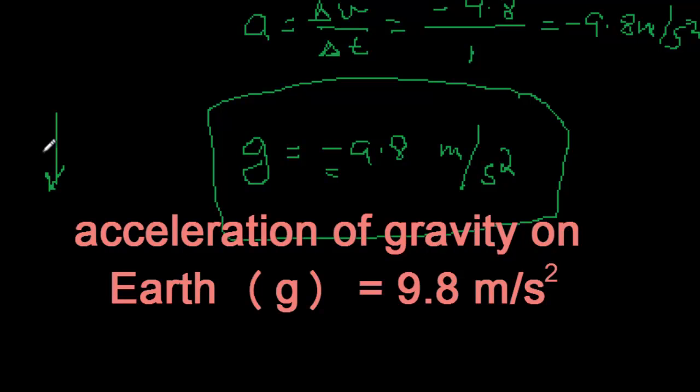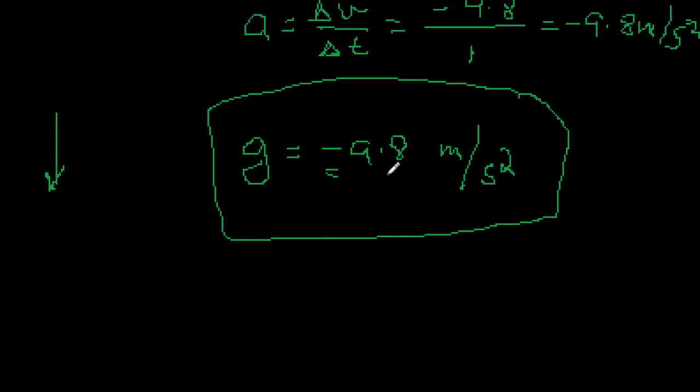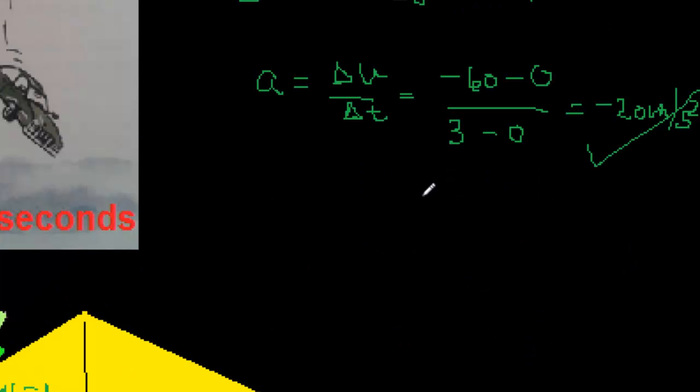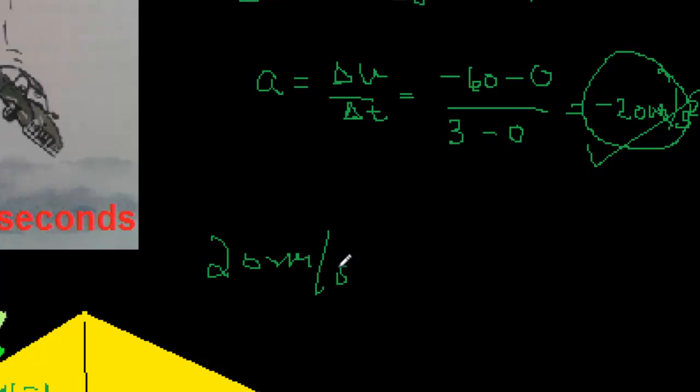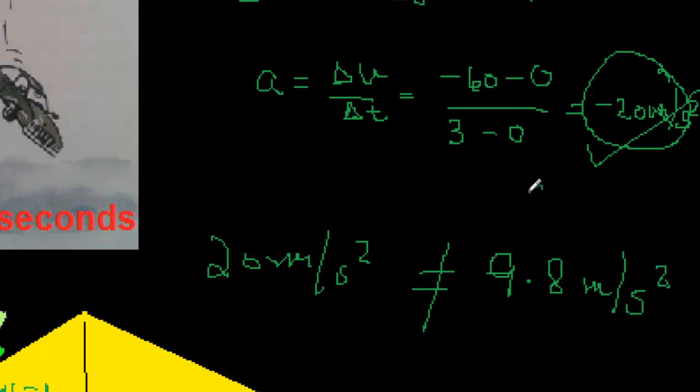Now, knowing that the acceleration of gravity is negative 9.8, when you go back to verify the cartoon's claim, you realize that the claim here is 20 meters per second squared. And since 20 meters per second squared does not equal 9.8 meters per second squared, which is what we figured g to be, and of course both of these are negative, this claim is false.